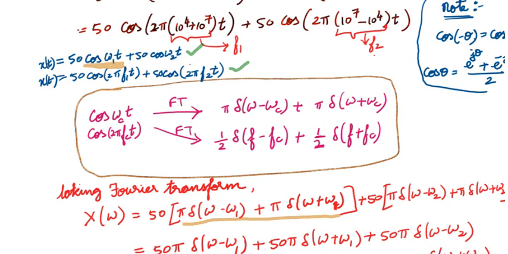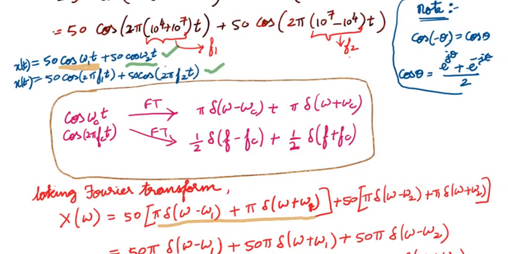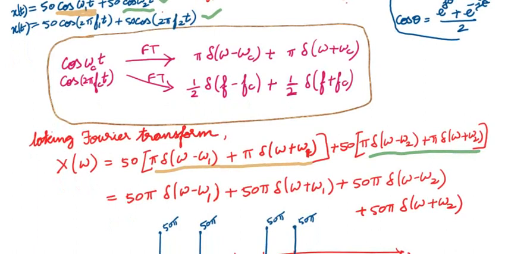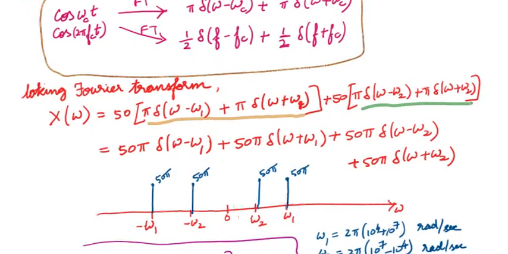Similarly, I can write cos omega 2t as this term. That's it. Now we are multiplying 50 inside, and we got the terms. Now what about the spectrum?